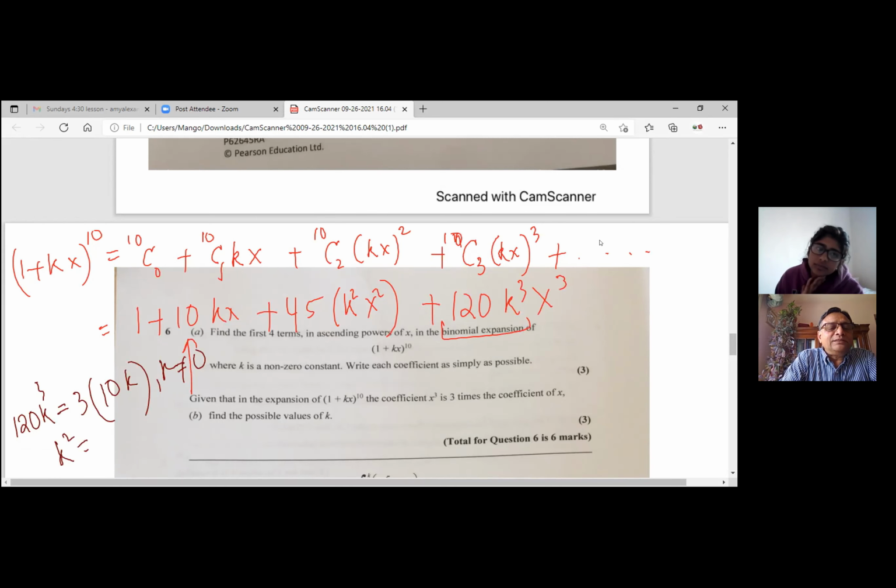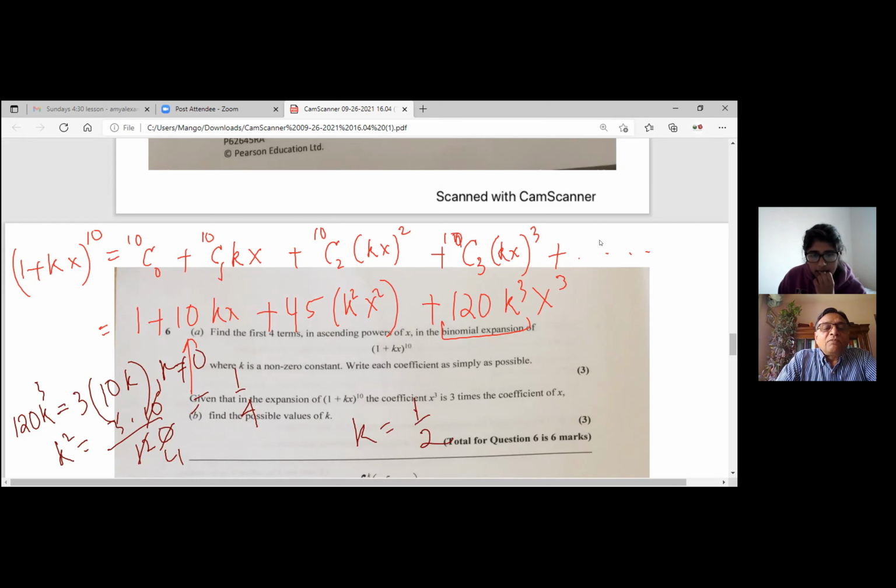3 times 10, let me write 3 times 10 over 120 for now. Is it okay? So 10 and 10 cancel, 3 goes 4 times. So you get 1 over 4, right? So k squared is equal to 1 over 4, so k is equal to half.